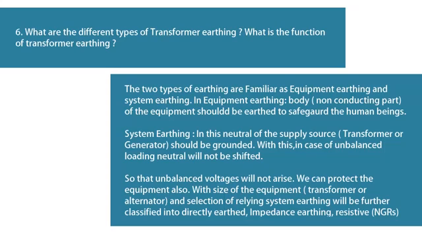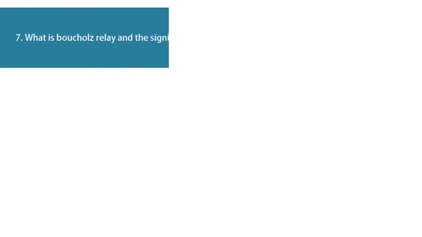Depending on the size of the equipment, transformer or alternator, and selection of relaying system, earthing will be further classified into directly earthed, impedance earthing, resistive, and GRS earthing.